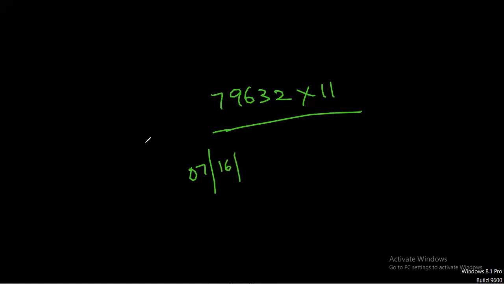Very good. Next, you have to cross out the 7. Yes. Next 2 digits. Next 2 digits. Next 2 digits. And next 1 digit. So apply carry out rule. You get the answer.